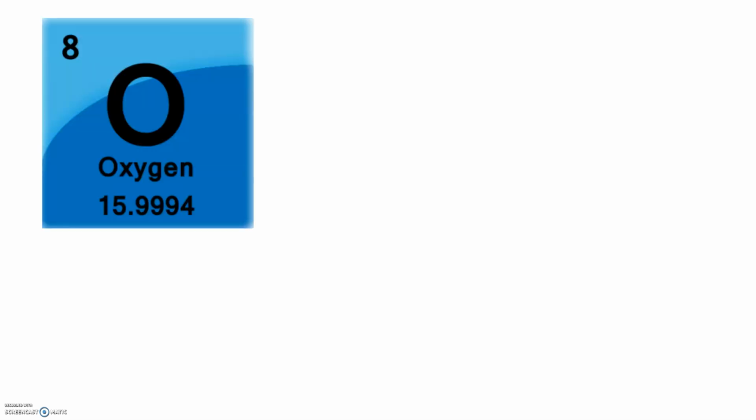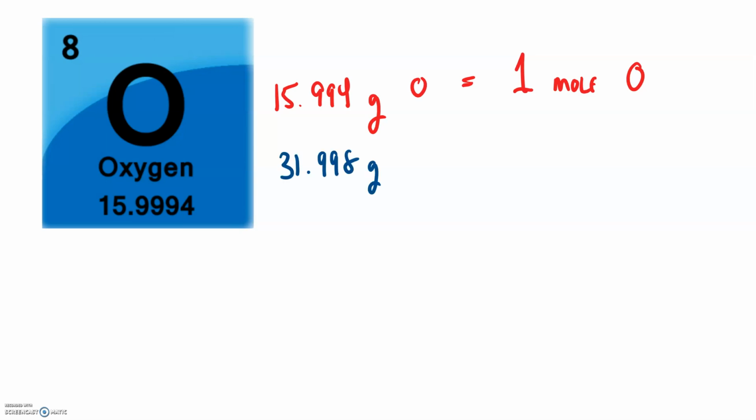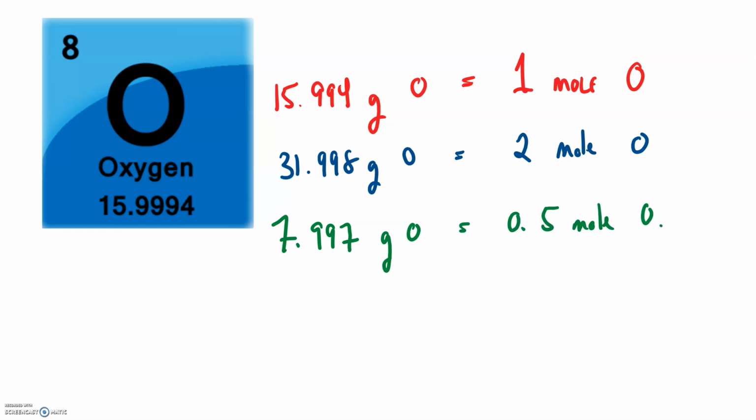That means that if you weigh out exactly 15.994 grams of oxygen, you have 1 mole. If you weigh out 31.998 grams of oxygen, you have 2 moles. If you weigh out 7.997 grams of oxygen, you have 1/2 of a mole.